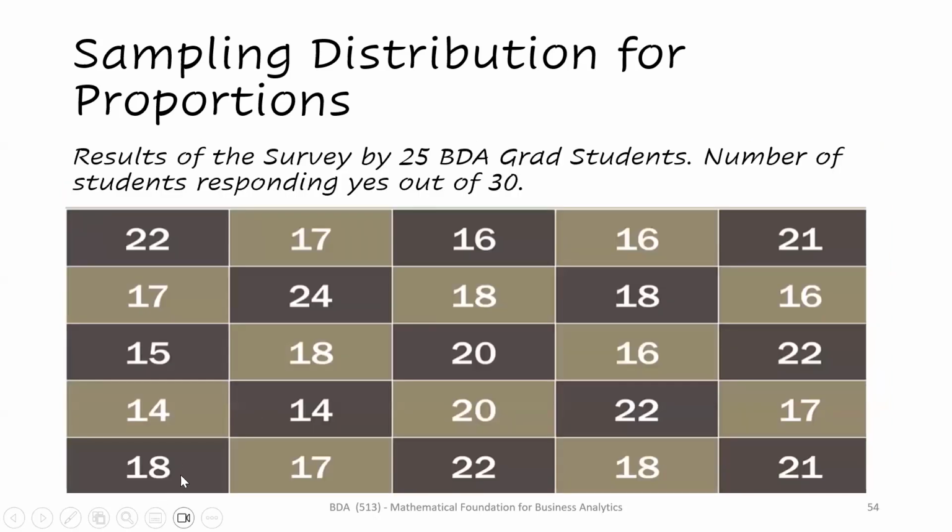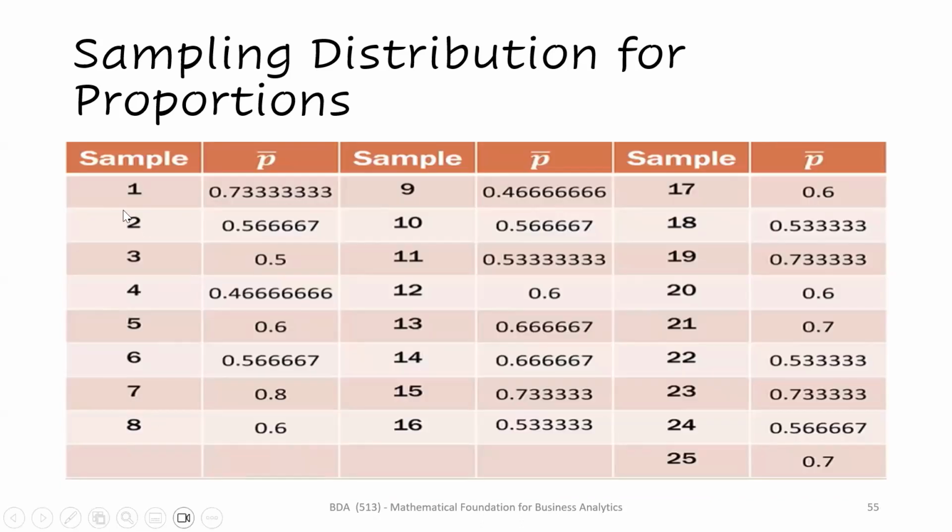So let's say the fourth one, 14 over 30. If you compute it, it should give you 0.4666. So for each of the samples, we've calculated the sample proportion. Are we all okay? We've done this for the 25 samples, or 25 students. Are we okay with the sample proportion? Yes. Okay.